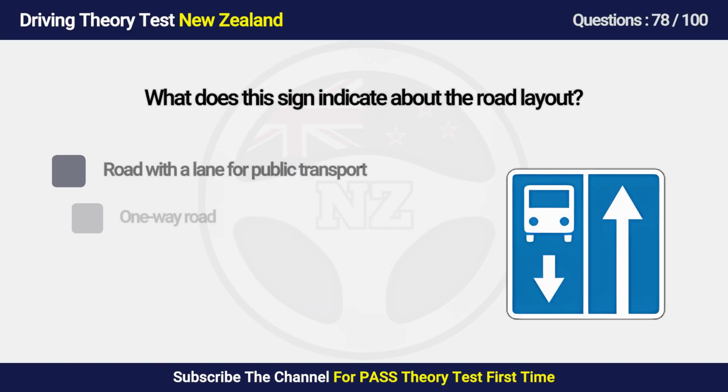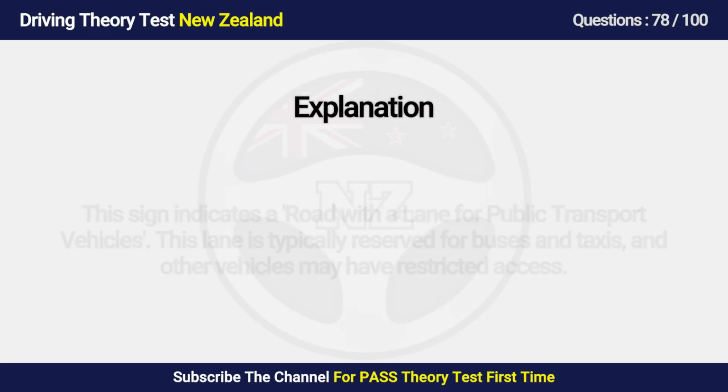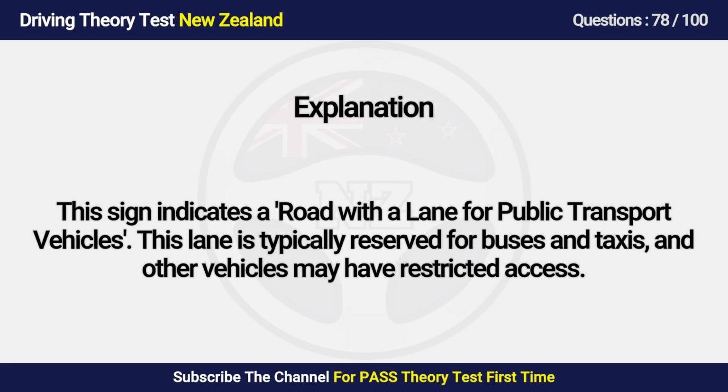Question 78. What does this sign indicate about the road layout? A. Road with a lane for public transport, B. One-way road, C. Bicycle lane ahead, D. Car parking area. Answers is A. Road with a lane for public transport. This sign indicates a road with a lane for public transport vehicles. This lane is typically reserved for buses and taxis, and other vehicles may have restricted access.